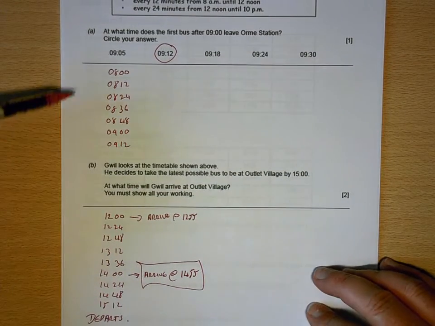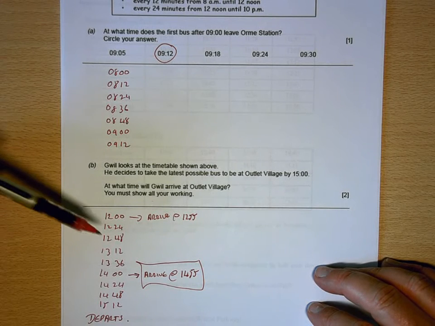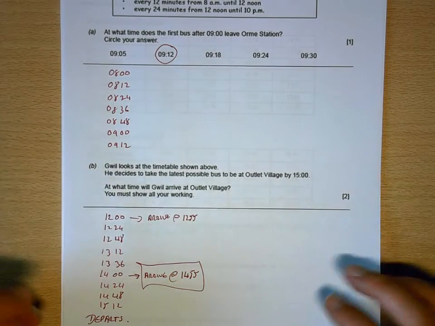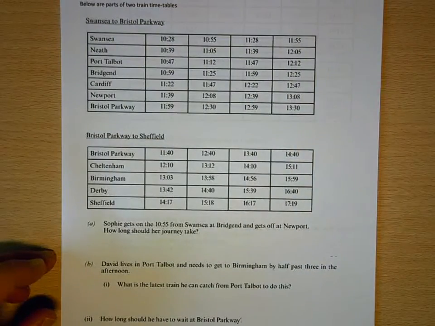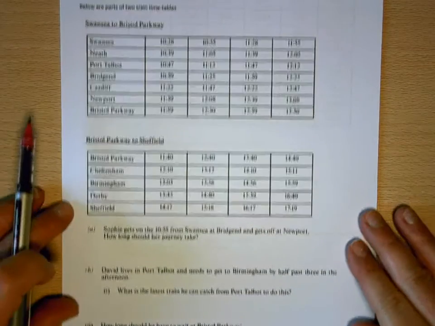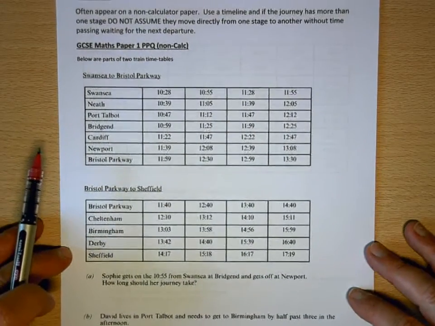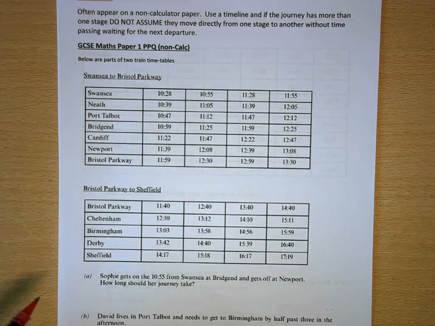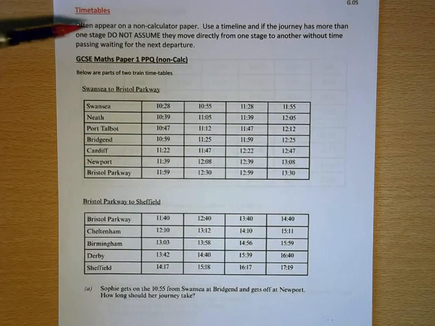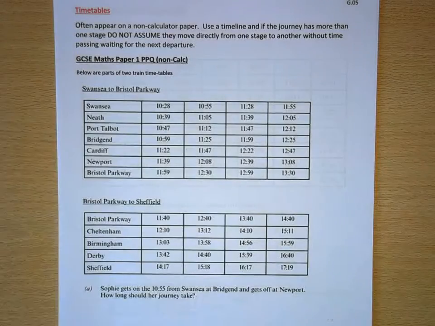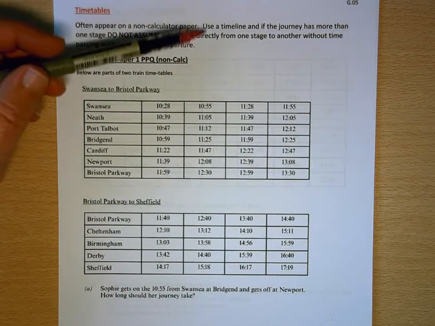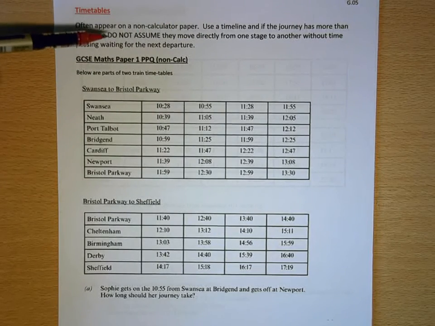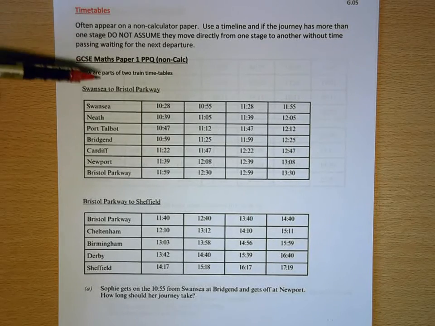So long as you are methodical with these time questions, you're going to be fine. It's when you try to take shortcuts or do things in your head that the problems will arise. Then we come to questions where we use timetables. And again, these are things that people just assume they can do, but can be quite complicated. So these often appear on a non-calculator paper, so your time button doesn't help. Use a timeline, and if the journey has more than one stage, don't assume that they can move directly from one to another without passing time in between.